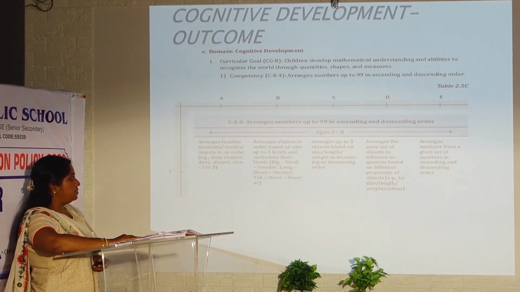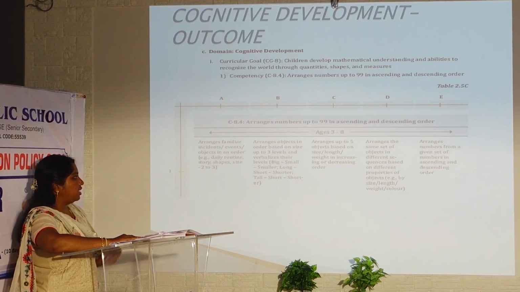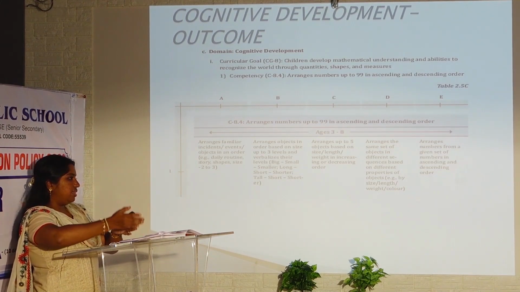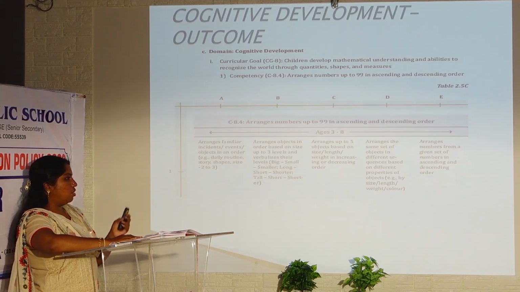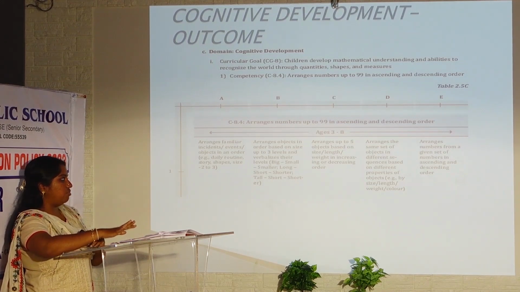Arrange the same set of objects in a different sequence based on different properties. For example, we are going to give a pencil, eraser and scale. They have to arrange first the eraser, then the pencil, then the scale, according to their length, height, size and weight.